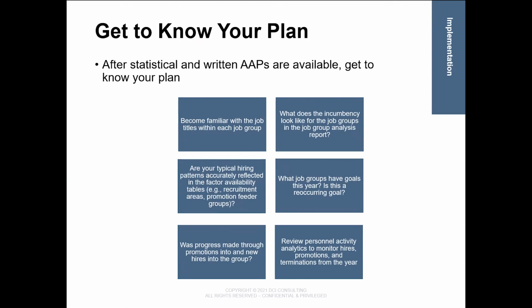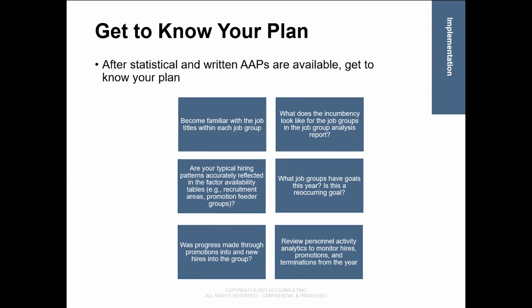placement goal calculation. Are your typical hiring patterns accurately reflected in the source of statistics and factor availability tables? Check that the recruitment areas and feeder groups make sense. Next, review the placement goal areas to determine which job groups have goals this year and if any of the goals present are reoccurring. This is a great way to identify a year-over-year trend. Next, you'll want to check on the progress towards the previous year's goals, especially if there are reoccurring goals.